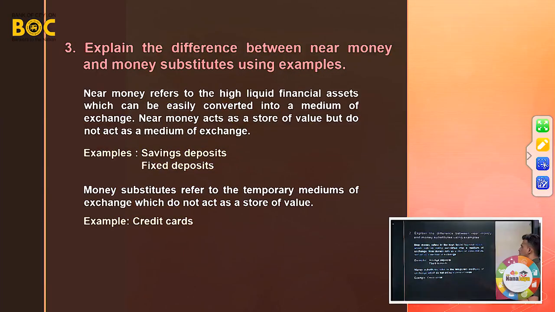So the definition of near money is highly liquid financial assets which can be easily converted into a medium of exchange. Near money acts as a store of wealth, but does not act as a medium of exchange. Right? The definition and then the examples: savings deposits, fixed deposits. In addition to these, you can identify treasury bills and treasury bonds as examples of near money.